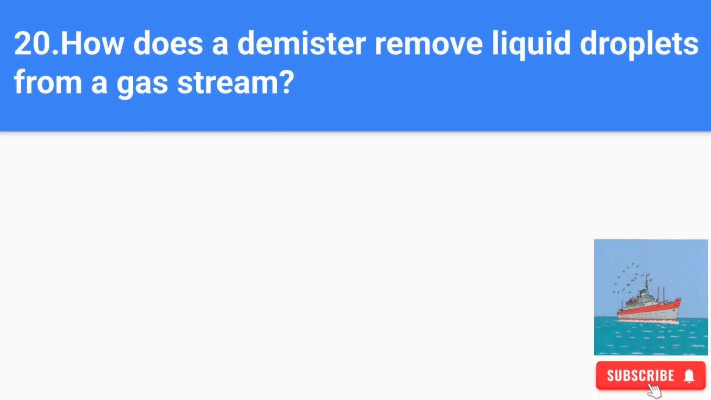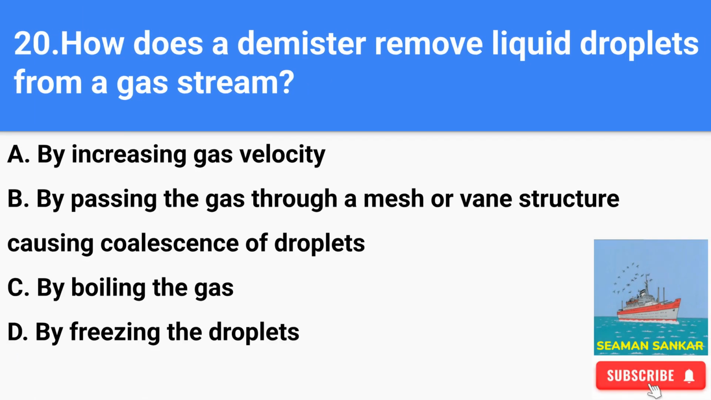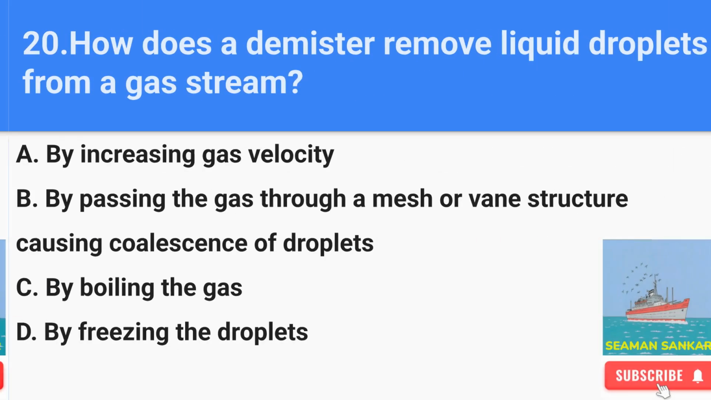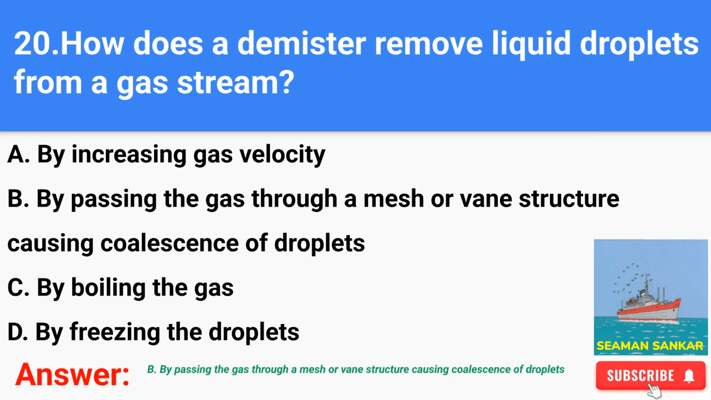Question 20. How does a demister remove liquid droplets from a gas stream? A. By increasing gas velocity, B. By passing the gas through a mesh or vein structure, causing coalescence of droplets, C. By boiling the gas, or D. By freezing the droplets? The answer is B. By passing the gas through a mesh or vein structure, causing coalescence of droplets. This allows droplets to become heavy enough to fall out of the gas stream.